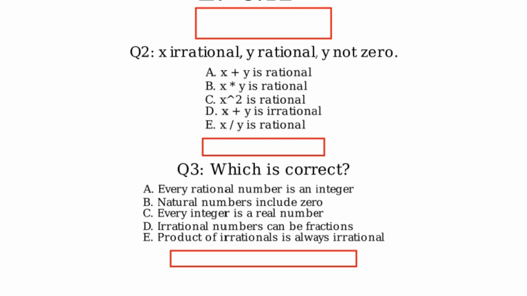Solution. A. False. 1/2 is rational but not an integer. B. False. By standard convention, natural numbers start from 1. C. True. The set of real numbers contains all rational numbers including integers and all irrational numbers. D. False. Rational numbers can be written as fractions, not irrationals. E. False. For example, square root of 2 times square root of 2 is 2, which is rational. The correct answer is C.